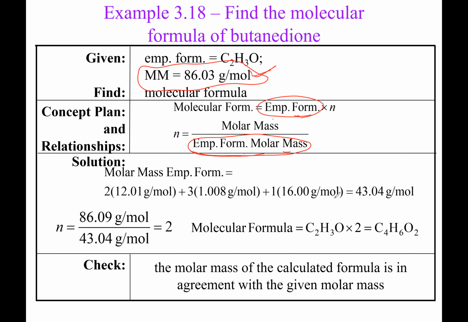So in this example, if we have the empirical formula already and the molar mass is 86, we find the mass for empirical formula to be 43. So molar mass is double the empirical mass. So N value is 2. Since N value is 2, you multiply all these subscripts by 2, and that would give you C4H6O2, and that would be the molecular formula.